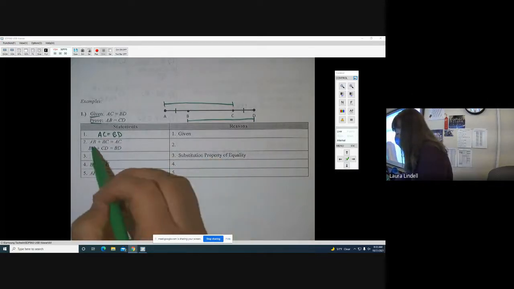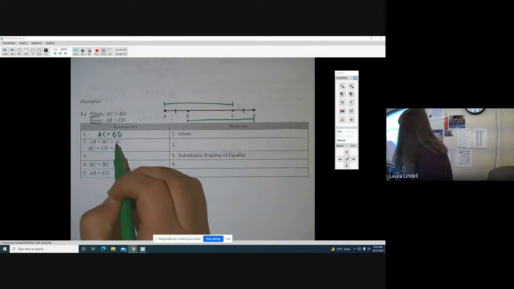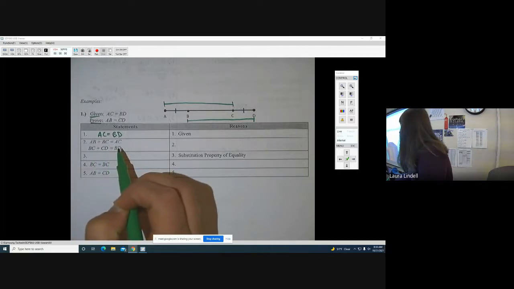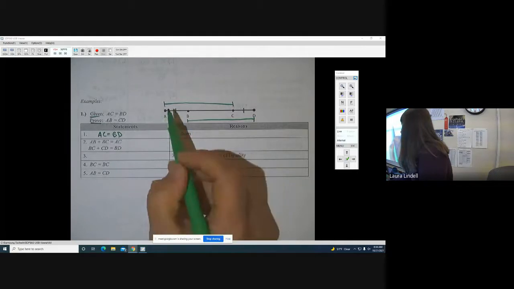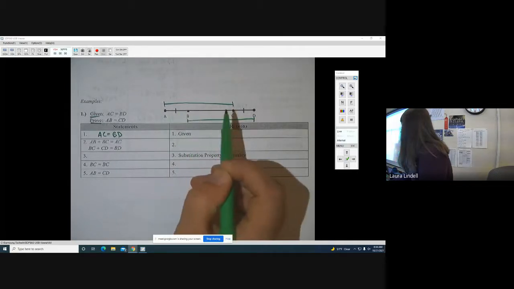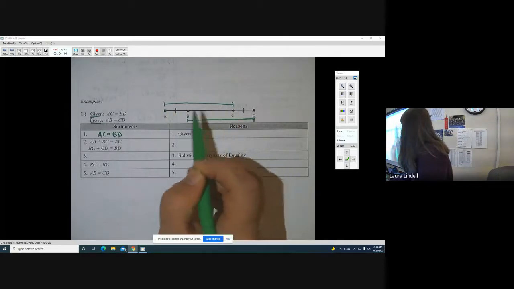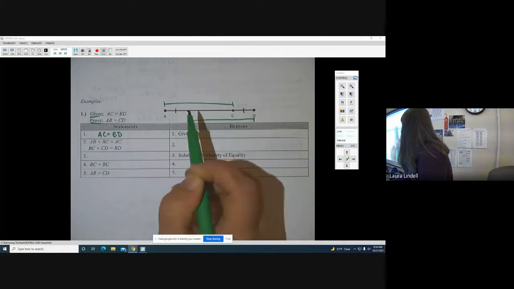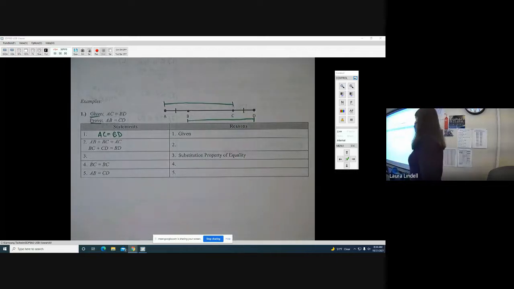The next part says AB plus BC is equal to AC, and BC plus CD is equal to BD. All right, so AB plus BC equals AC. BC plus CD is equal to the whole thing, BD. Look back at your list of properties. What does this look like? Tell someone next to you, what does this look like?